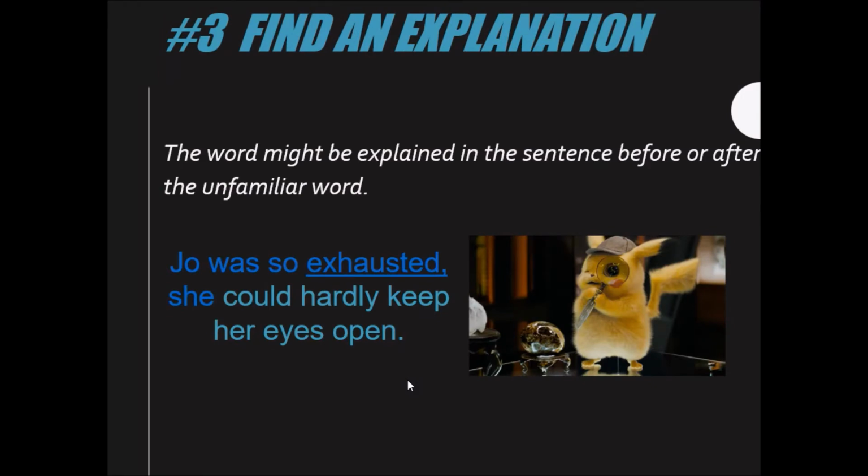Our third strategy is find an explanation. The word might be explained in the sentence before or after the unfamiliar word. So let's look at this text to see how we can use this strategy. Jo was so exhausted she could hardly keep her eyes open. This word's underlined, exhausted, and I don't know what exhausted means. So I'm going to go on in the text and see that the author said that she could hardly keep her eyes open.